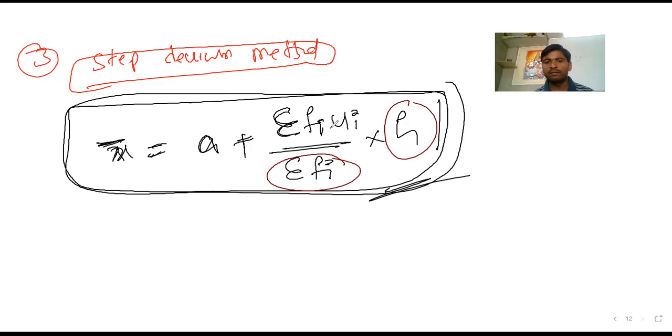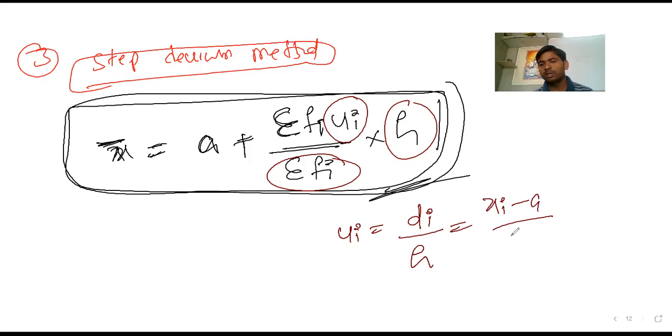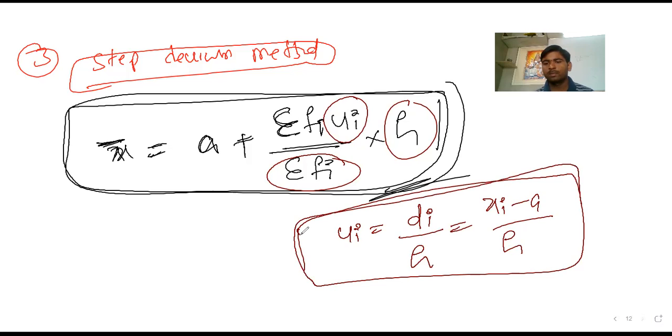Sigma fi is the cumulative frequency. U is the step deviation. I'll write ui is equal to di by h, or you can say di is nothing but xi minus a, by h. This is the deviation formula for the step deviation method.